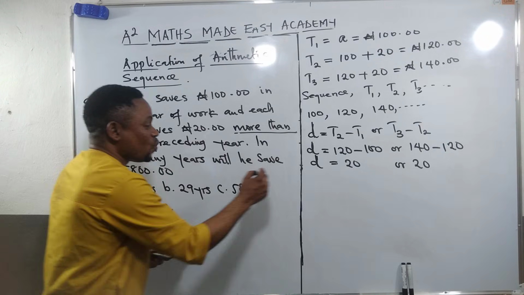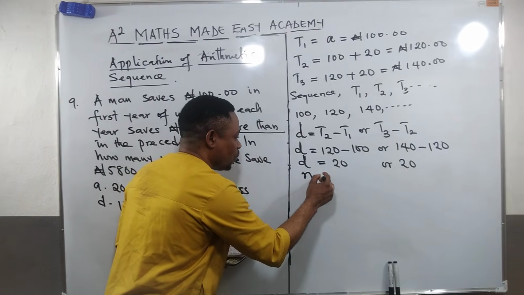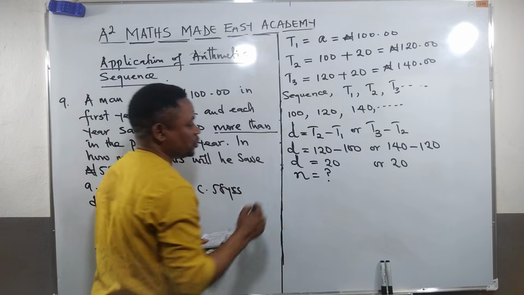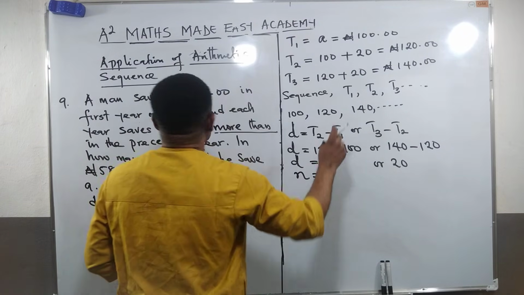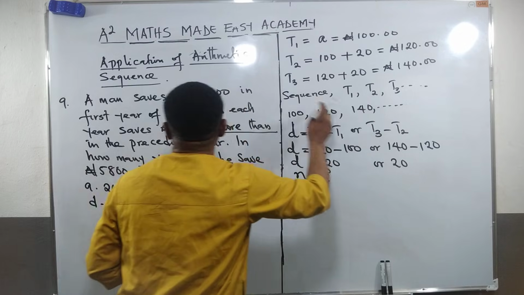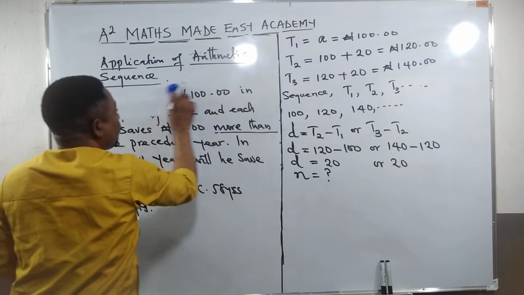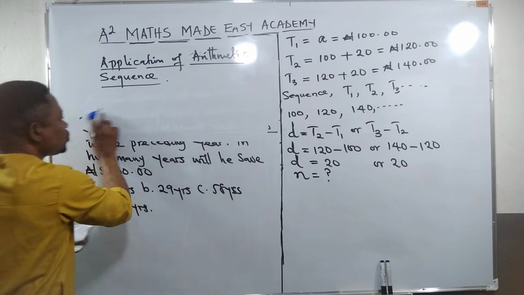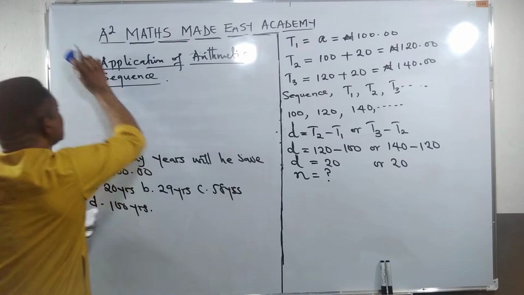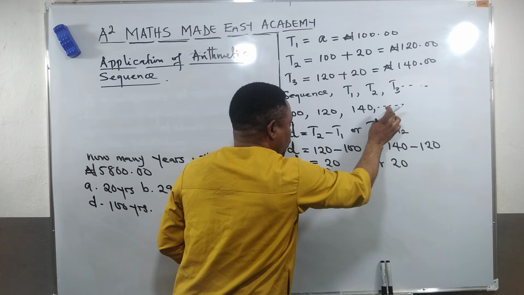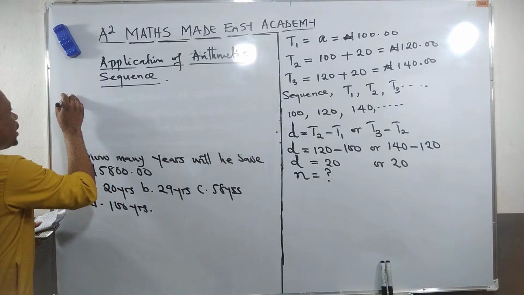5,800 naira. So we are looking for the number of years now. We don't know, call it n. Now, if you observe in my last video, I taught what we call finite sequence and infinite sequence. So we are going to deal with infinite sequence, and I said that the formula is this.